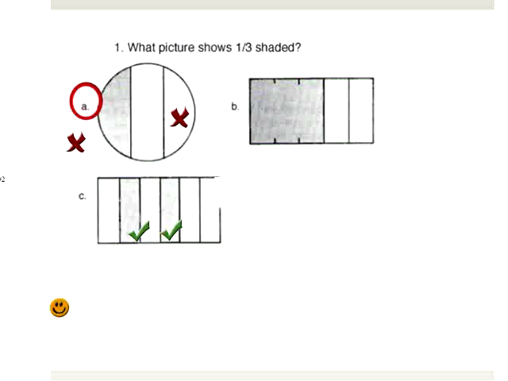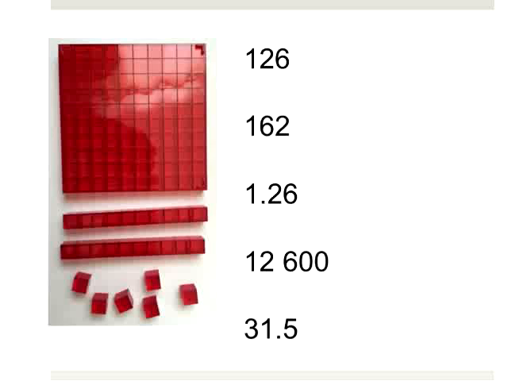Okay, going on. Maybe just in the chat, you could type, are any of these numbers not represented by the image of the manipulatives that I've put there?